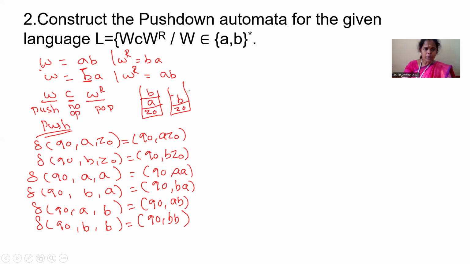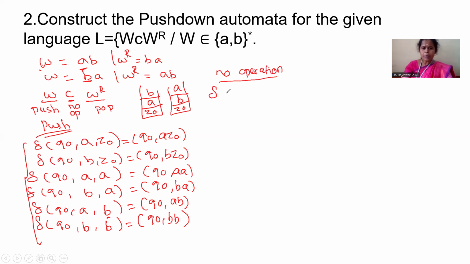In this case, what are we doing? B is on the top of the stack. Then if the input symbol is A, it is pushed into the stack. Suppose you have one more symbol, that also should be pushed into the stack, whatever the symbols may be. These are all the transitions to perform this push operation. But the next case, what is the next input symbol? We have to write the transition function for no operation. What is the meaning?